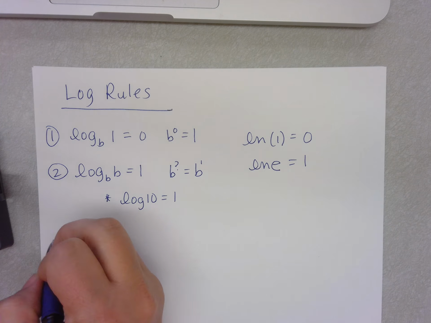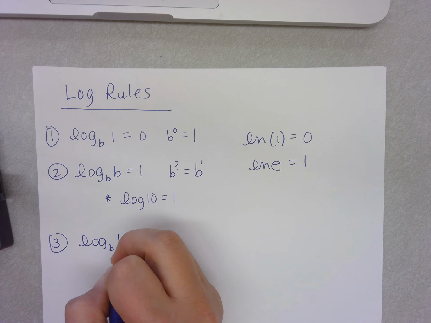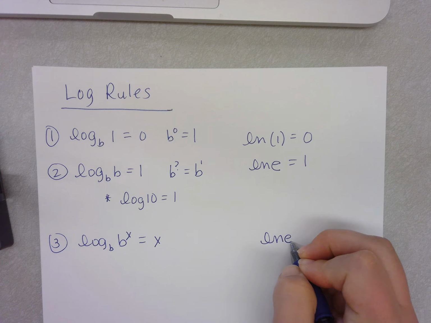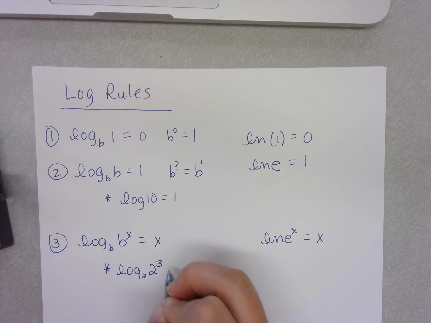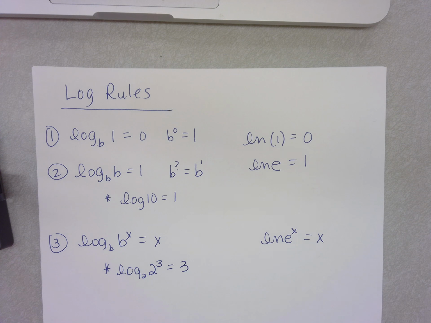Alright, so another rule that we have is if we have log base b of b to the x, this is equal to x. And over here it looks like the natural log of e to the x equals x. Okay? So this is like saying if I had the log base 2 of 2 cubed, this question is literally asking me 2 to what power would give me 2 to the third? Well, of course, 3. It really is the exponent. If I put it back in exponential notation, it would be 2 cubed equals 2 cubed, right?